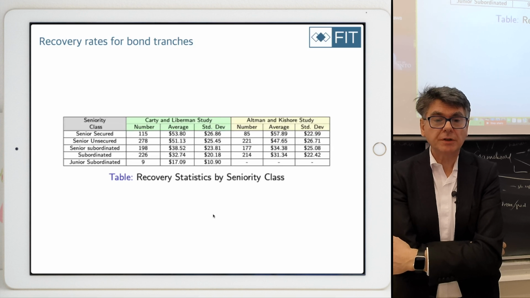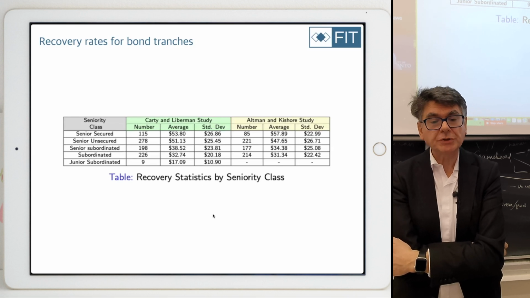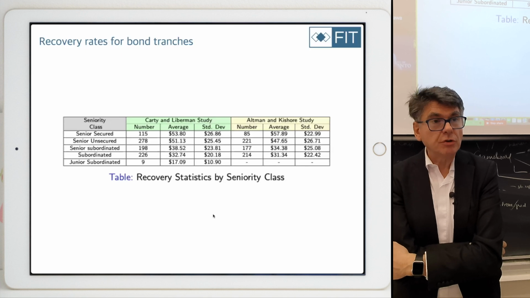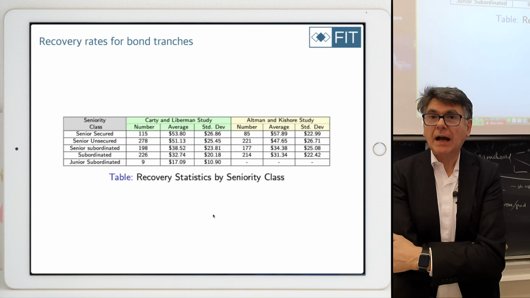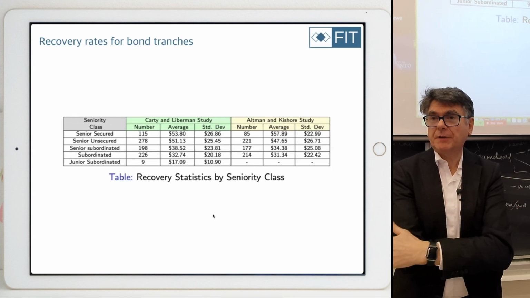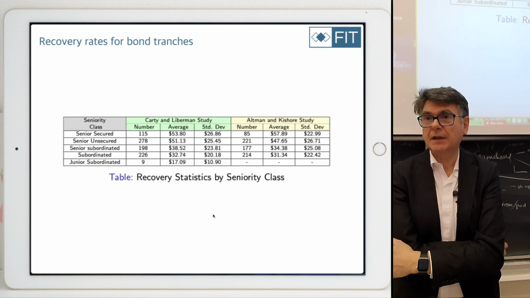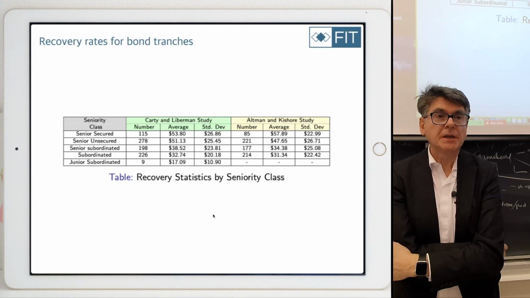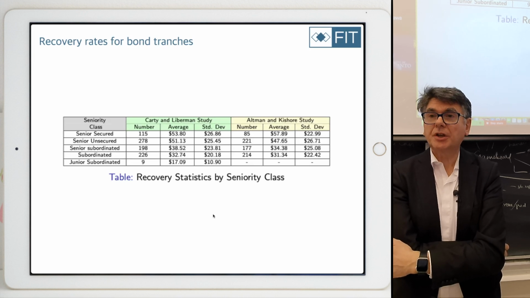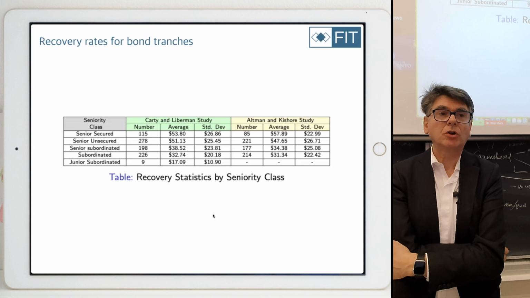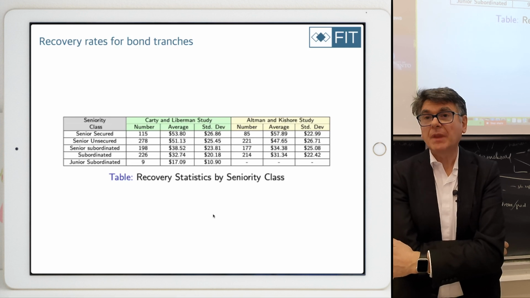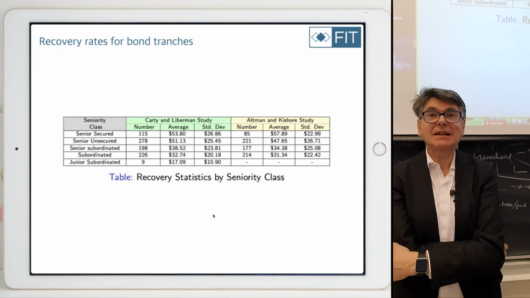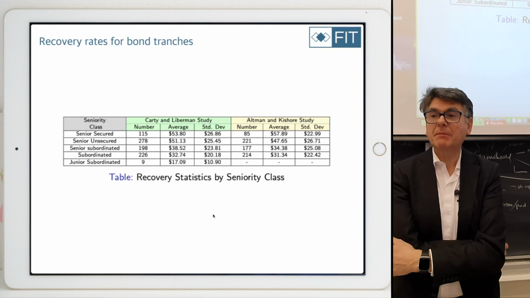And then we have senior secured, senior unsecured, senior subordinated, subordinated, junior subordinated. What does that mean? That means that there are different classifications for the liabilities of the company in this case, or the counterparty. Senior secured is the safest of all of the creditors. They are the first ones to get paid, and also they are secured, meaning there is some asset that guarantees that payment somehow.